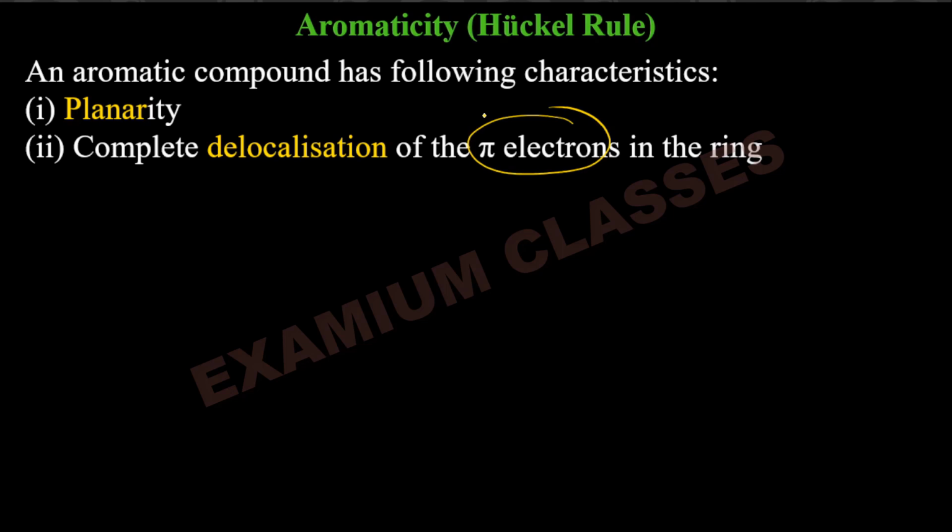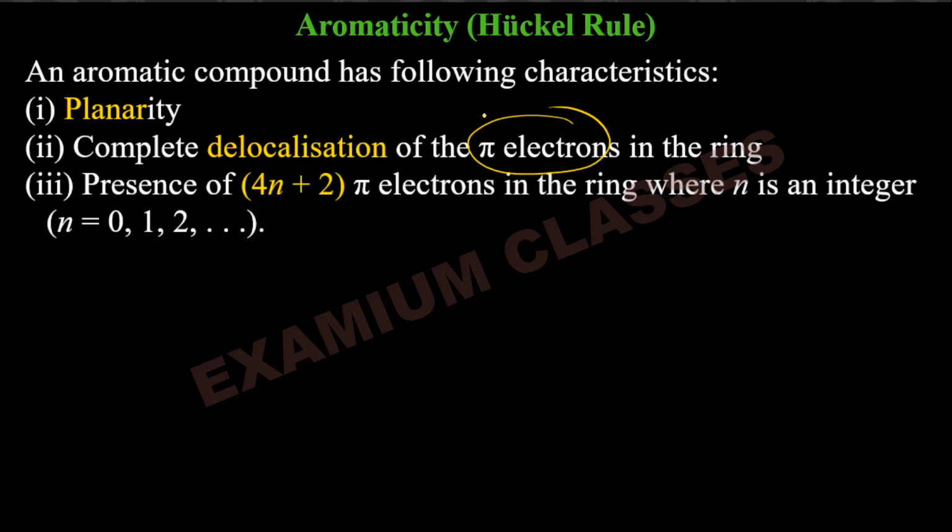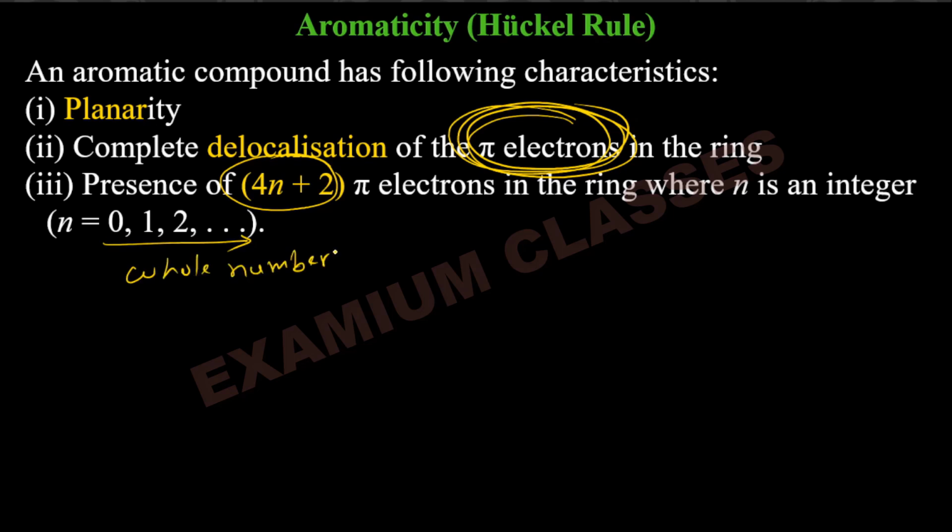Third point, presence of 4n plus 2 pi electrons in the ring, means if we are talking about these pi electrons, how many should be there? 4n plus 2 should be there. N can be 0, 1, 2, 3, means n can be any whole number. Starting from 0, it can be any whole number, although in books it is written as integer, but integer can be negative as well. So it is better to say whole number.